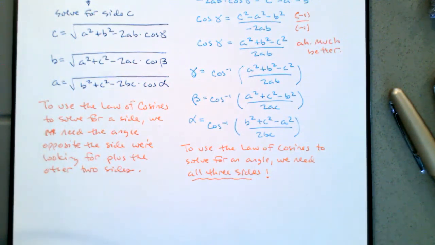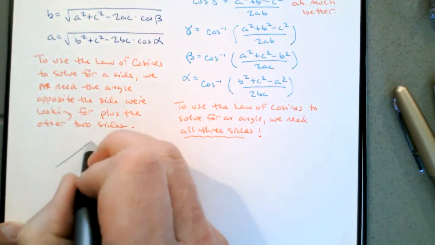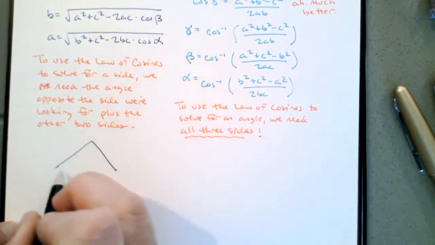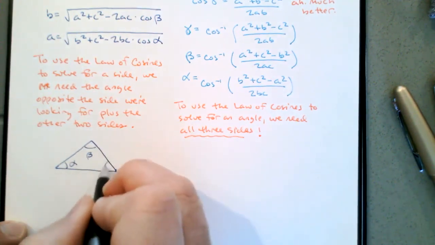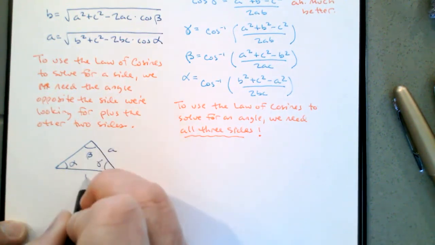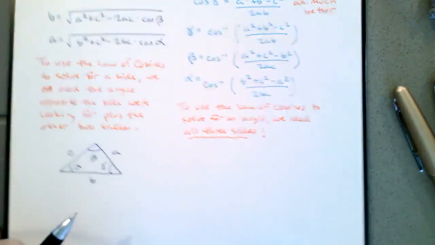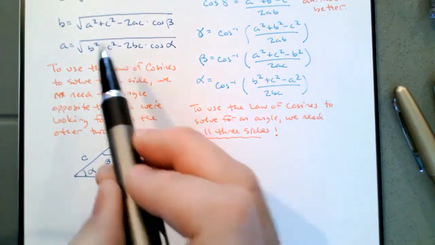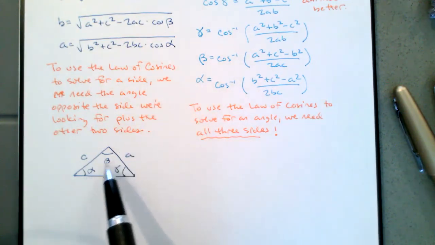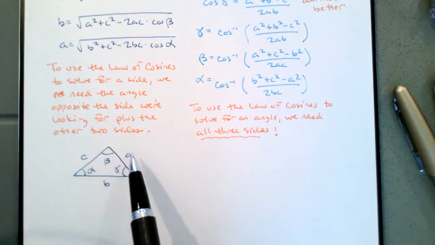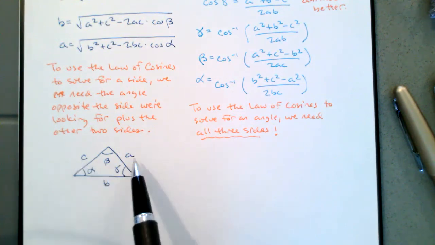We want a better way to phrase that. So let's draw a picture. If I want to solve for side A, I need side B and side C, the other two sides, and angle alpha, the angle opposite the side that we're looking for. So what we need is side B, side C, and angle alpha to solve for A.